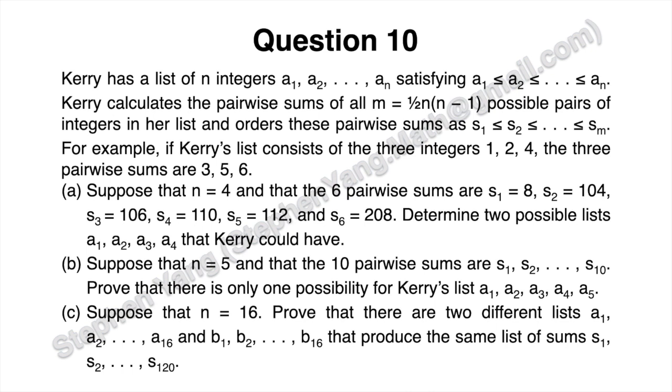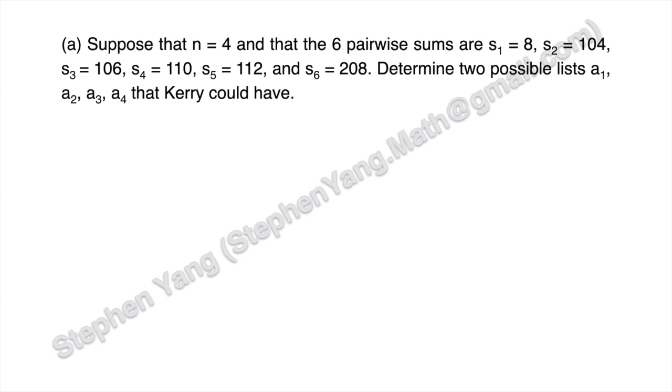And part C is: suppose that n equals 16. Prove that there are two different lists of a1, a2, up to a16, and b1, b2, up to b16 that will produce the same list of sums, s1, s2, up to s120. So let's get into part A now.